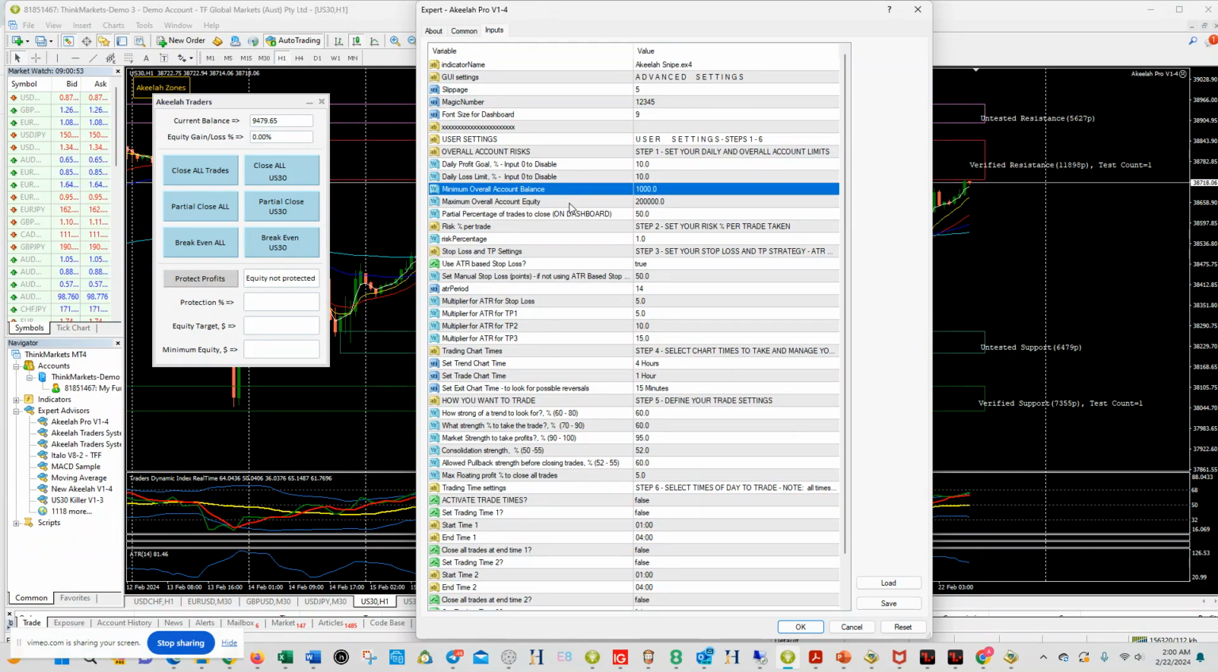Then we have overall account settings. I'm able to define the minimum account balance that I want to have before this system stops trading indefinitely. Likewise, a maximum target. Maybe I've got a goal to grow this account to a certain dollar amount.